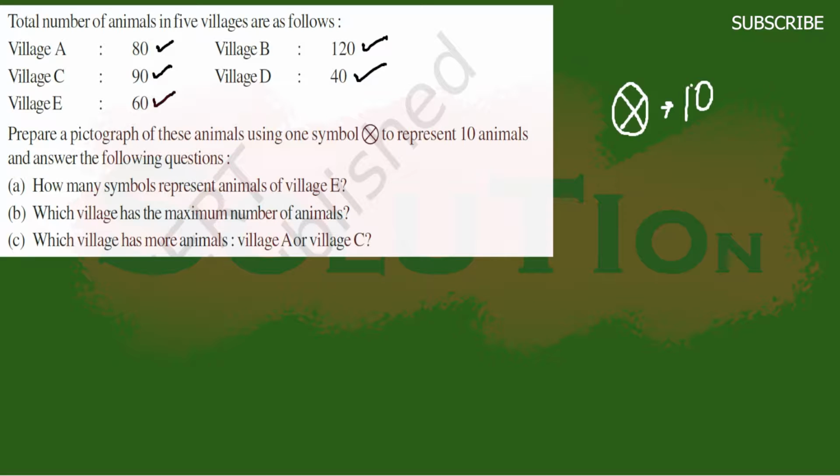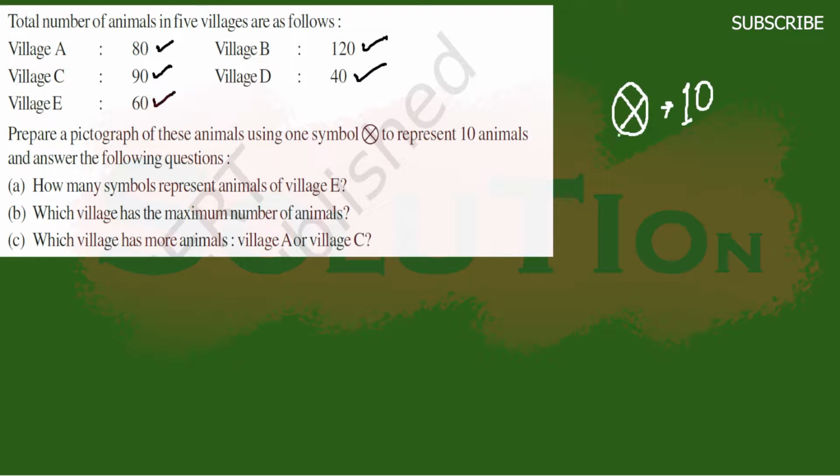So what I am exactly doing, I am dividing it. So what if we have 8? One symbol means 10, but if I get 8, then how will I represent it? If I get 6, then how will I represent it? So for that I'll be drawing more symbols. You can see 10 is represented by this symbol.